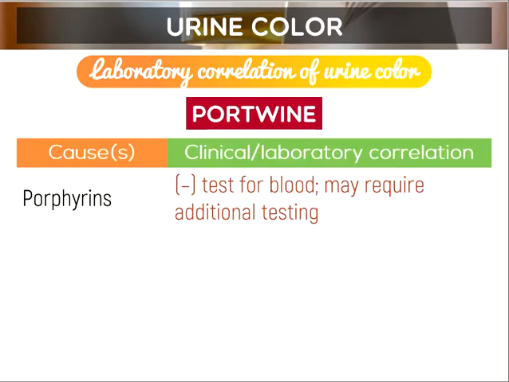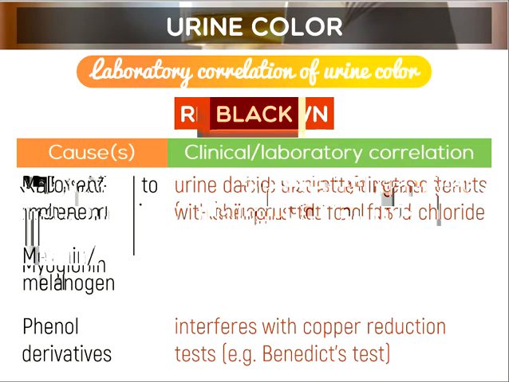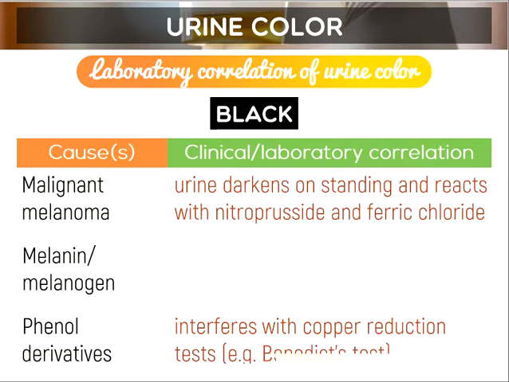Okay. So, next, port wine. The cause is porphyrins. Of course, it is negative for blood. It requires additional testing. We also have red-brown, myoglobin, and brown, homogentisic acid or alkaptonuria. Black can either be malignant melanoma, melanin, or melanogen.